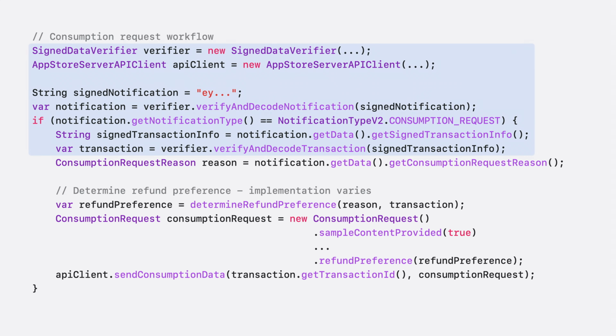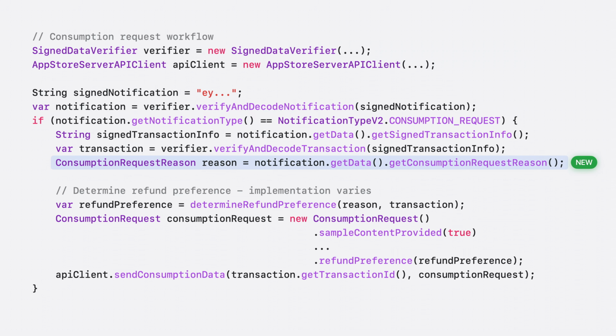Now, building on Alex's code, I'll show how you can use these new features with the App Store Server library. The code for decoding the notification and getting the transaction information is unchanged. But now, the notification data contains the new Consumption Request Reason.